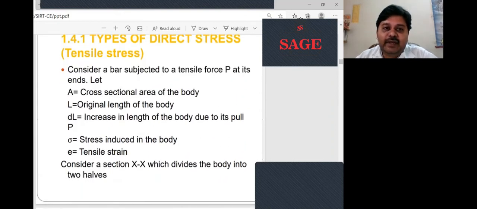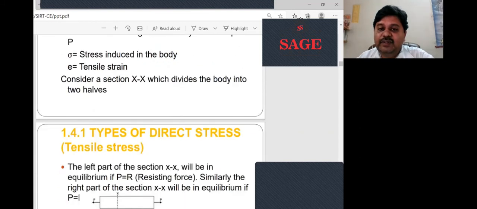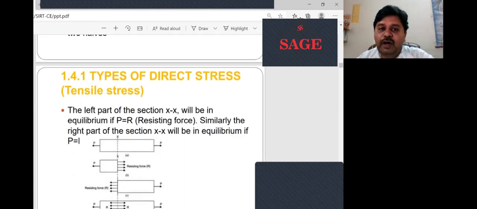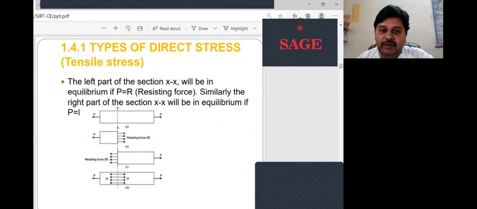To understand the direct stress, consider a bar subjected to a tensile force P acting at its end. Let A be the cross-section area of the bar, L the original length of the body, dL the increase in the length of the body due to the pull force P, sigma the stress induced in the body, and epsilon the tensile strain. Consider the section XX which divides the body into two halves. These are the forces P, and this is the cross-section area A.